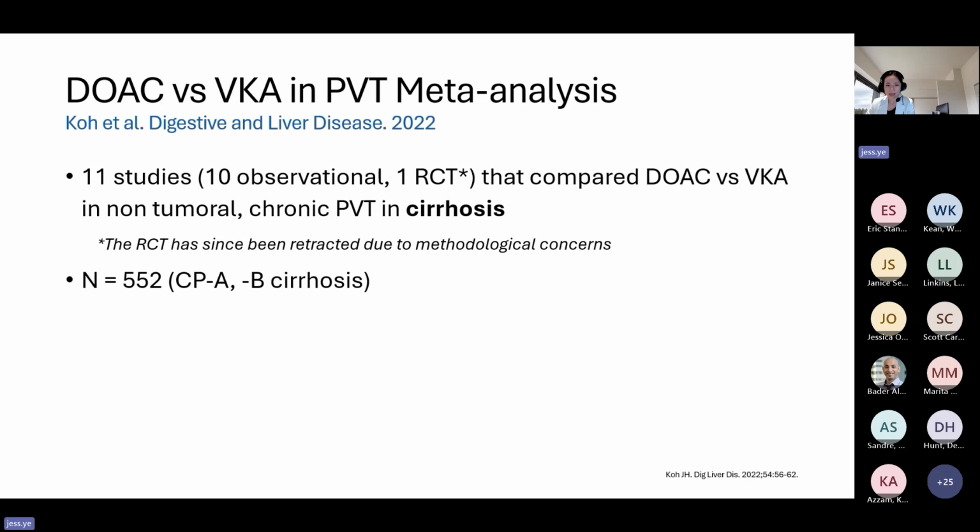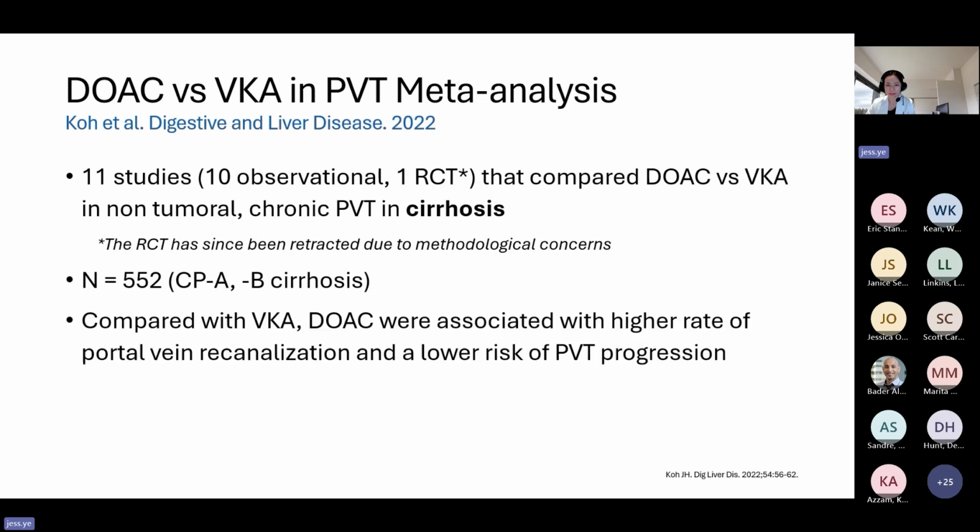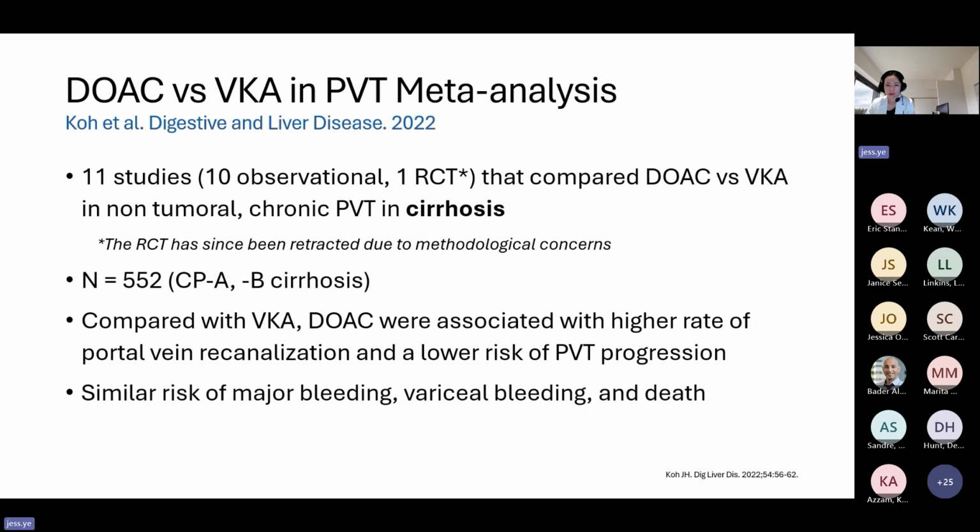This meta-analysis had about 500 patients, mostly Child-Pugh A and B patients with cirrhosis. Compared with VKA, DOACs were associated with higher rates of portal vein recanalization and a lower risk of portal vein progression. Both groups had similar rates of major bleeding, variceal bleeding, and death. So the limited data from small cohort studies and meta-analysis seem to suggest that DOAC is a reasonable alternative for the treatment of portal vein thrombus in cirrhotic patients with Child-Pugh A and B disease severity.